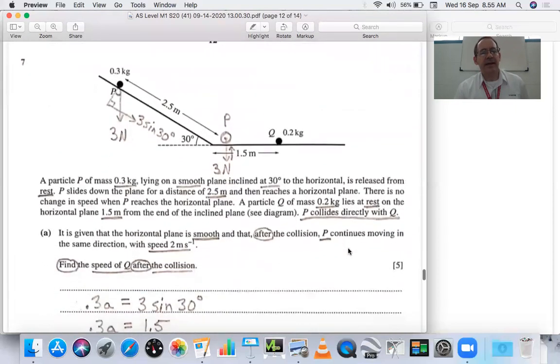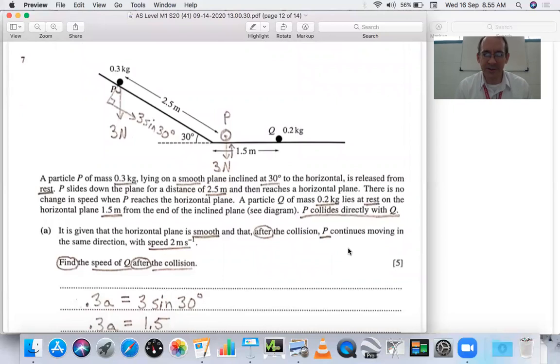Now here at the end, question number 7, this happens to be the new syllabus material for 2020. It has to do with momentum. And so this is what the new momentum questions will look like.